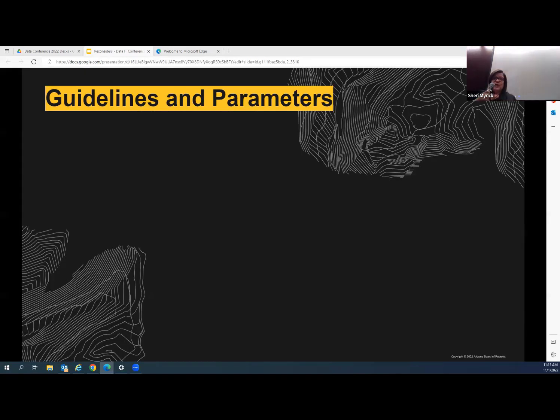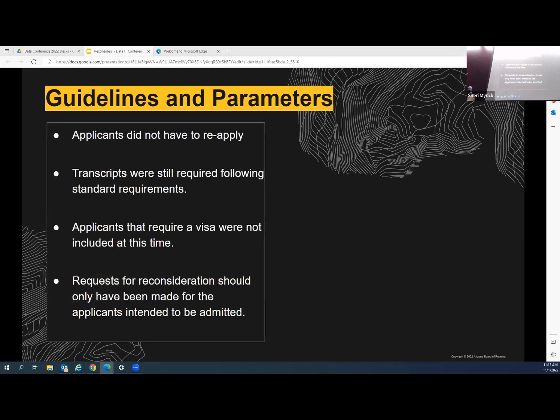So first, what we had to do was set the parameters and guidelines for the academic units. Who were they going to reconsider? First was what we wanted to happen. Again, we wanted to be efficient for us as ASU and also for the applicants. So we weren't going to have them reapply at all. That was one step. Also, the transcripts that are still required.